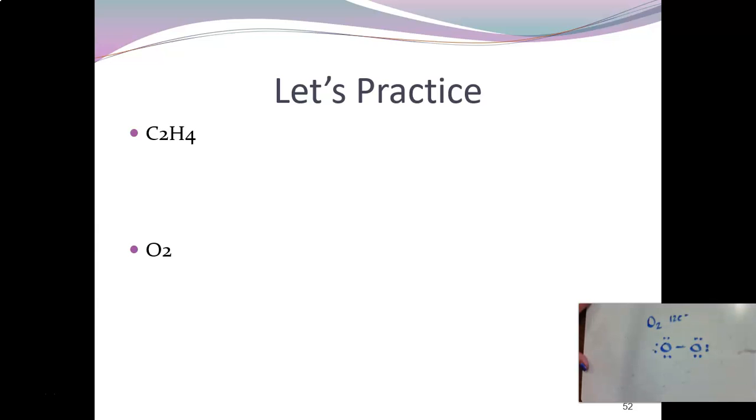Well, okay. That looks like it would work. Let's check and make sure we have 12 electrons. 2, 4, 6, 8, 10, 12. Oh, 14. So here's what I'm going to do.